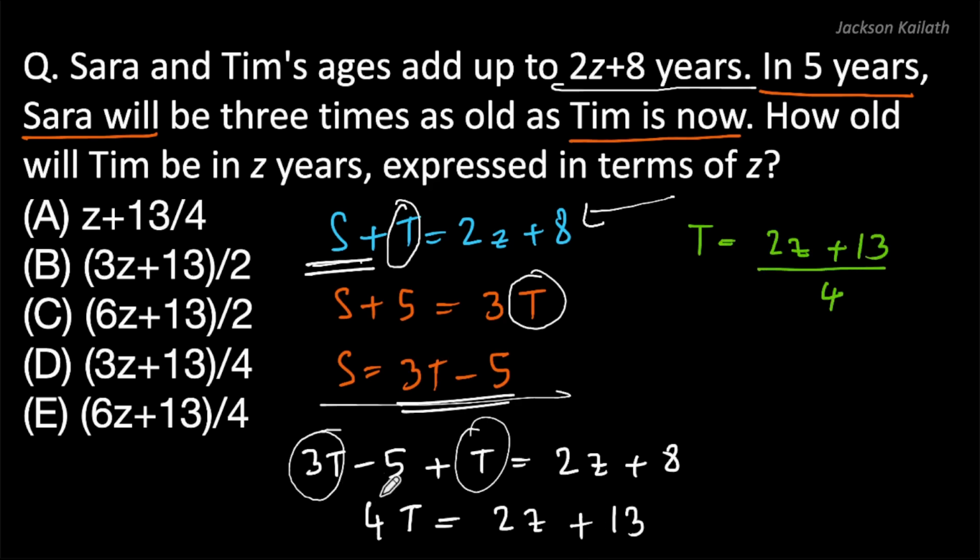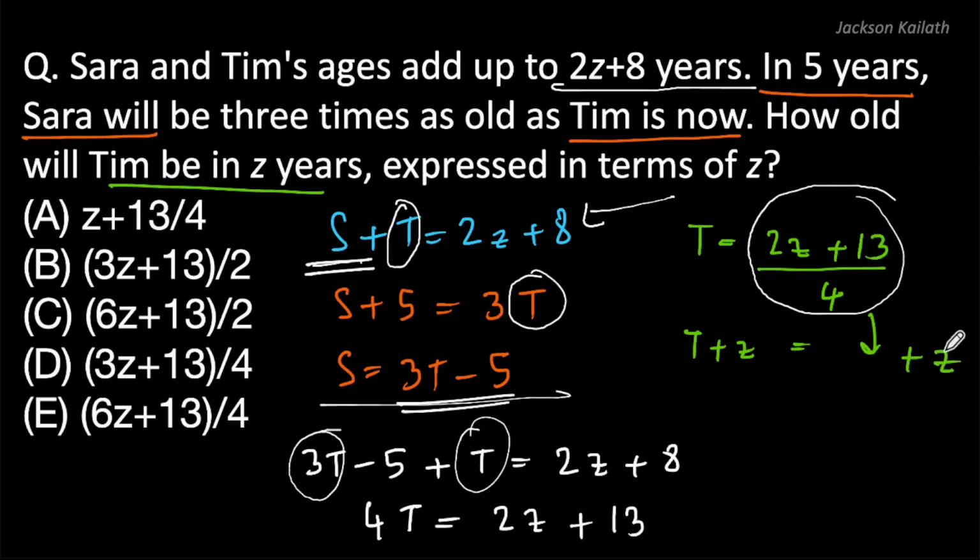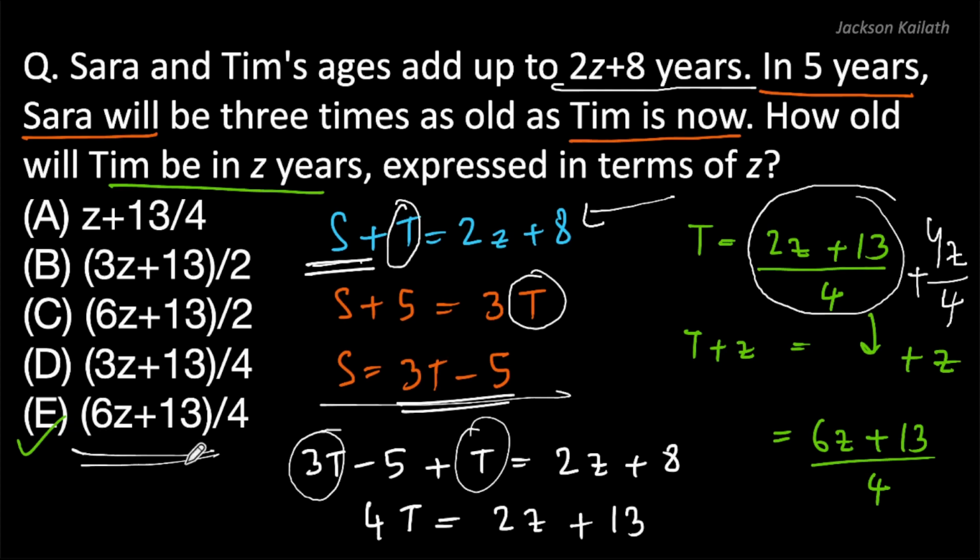From this I can say that t = (2z + 13)/4. Now what's the question asking? The question says how old will Tim be in z years? So in z years Tim will be t + z years old. So you need to add z to this expression. So t + z is equal to (2z + 13)/4 + z, and that's equal to (6z + 13)/4. When you add z, that's the same as 4z/4 to have the same denominator, so when you add, 4 + 2 is 6z, plus 13 by 4, which is answer option E.